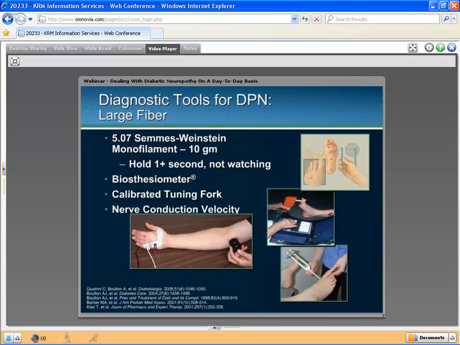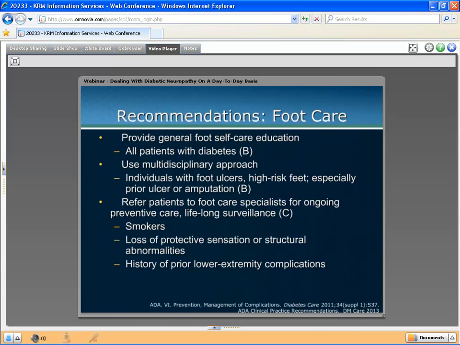If they've lost vibratory sensation, we still may be able to show improvement or even reversal in that irritated nerves to their feet. So we can use that as a powerful motivator to help them get inspired to have much better diabetes control. The next slide then gives us some guidance for the recommendations on foot care. General foot care education for everybody with diabetes.